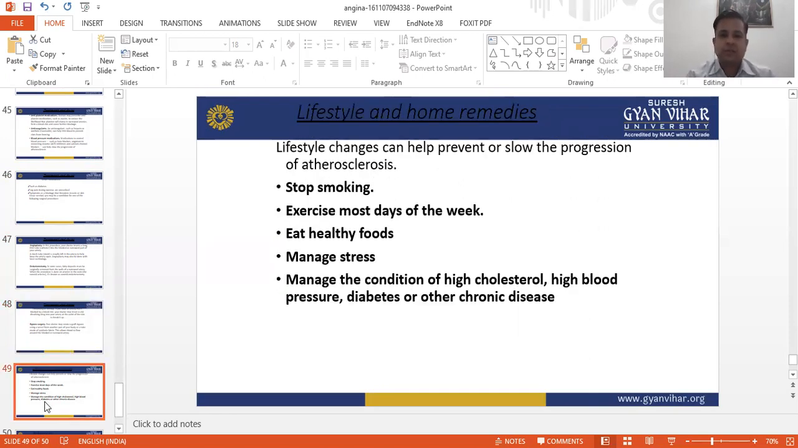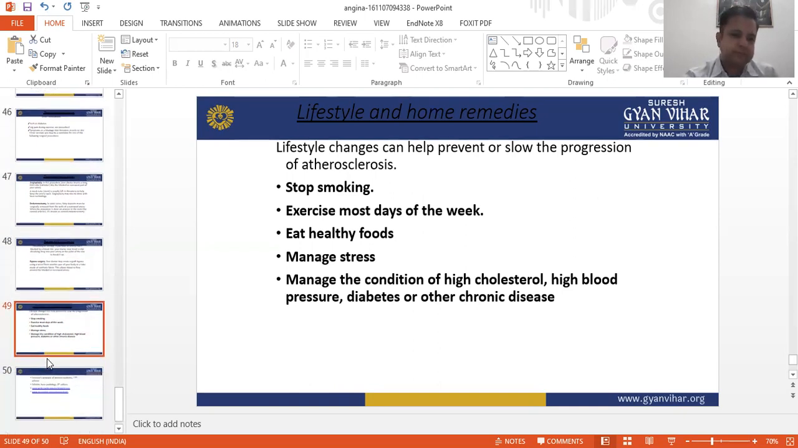Lifestyle changes may help prevent or slow the progression of atherosclerosis. Stop smoking, exercise most days of the week, eat healthy food, manage stress, and manage conditions such as high cholesterol, high blood pressure, diabetes, or other chronic diseases.